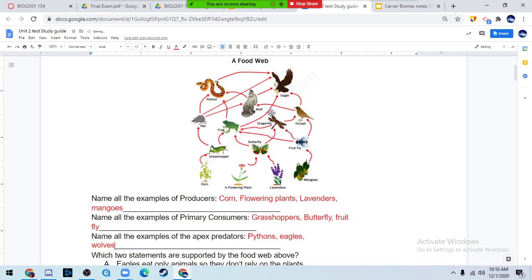Any questions, comments, concerns on how to read a food web? Remember, you will need to be able to do this on your test. All right, let's go to the next question.